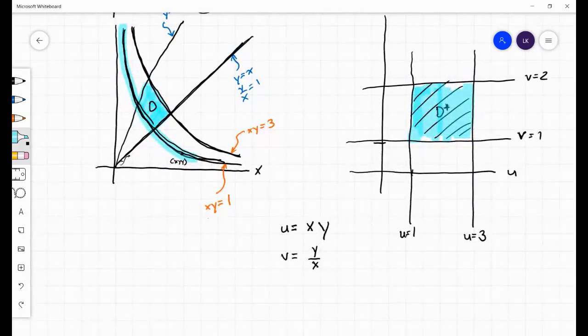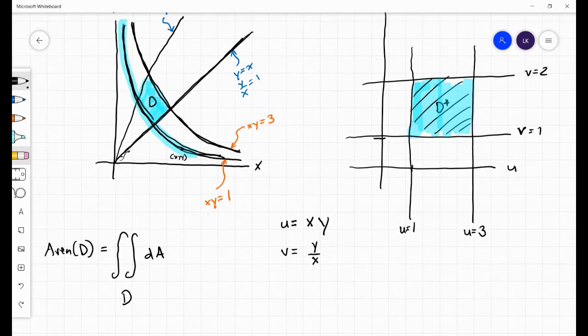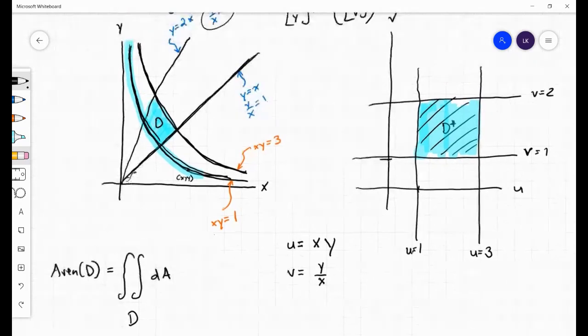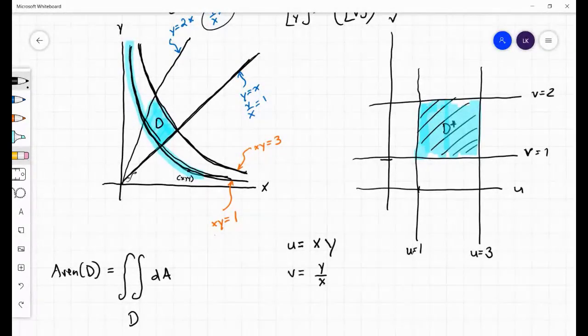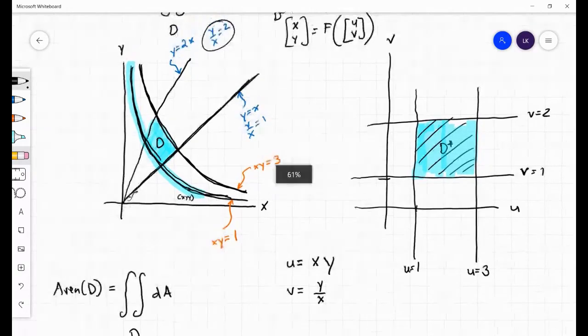So first of all, the integral over D would give me the area of that region. So I wanted the area of region D. That would be the integral over region D, and I'm just integrating the differential amount of area, right? dx times dy.